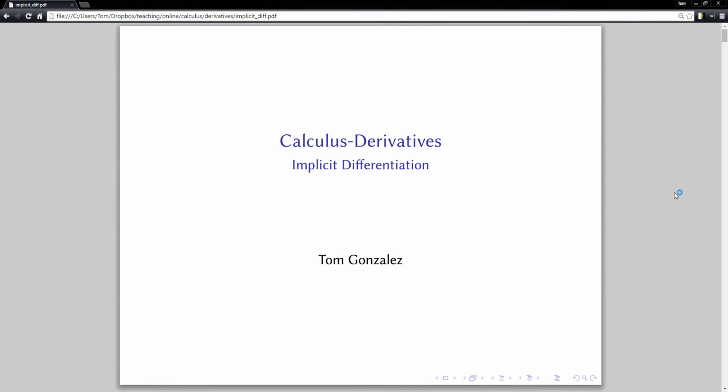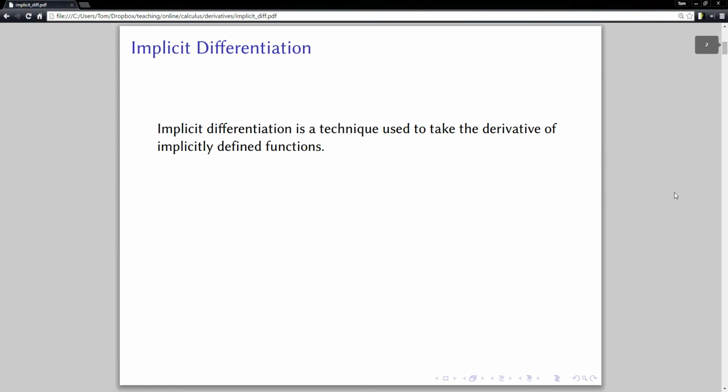In this video, we're going to talk about implicit differentiation. Implicit differentiation is the technique that you want to use when you need to take the derivative of implicitly defined functions. And remember, we talked about what implicitly defined functions were in the previous video, right? Those were functions that were guaranteed under certain conditions to exist by the implicit function theorem.